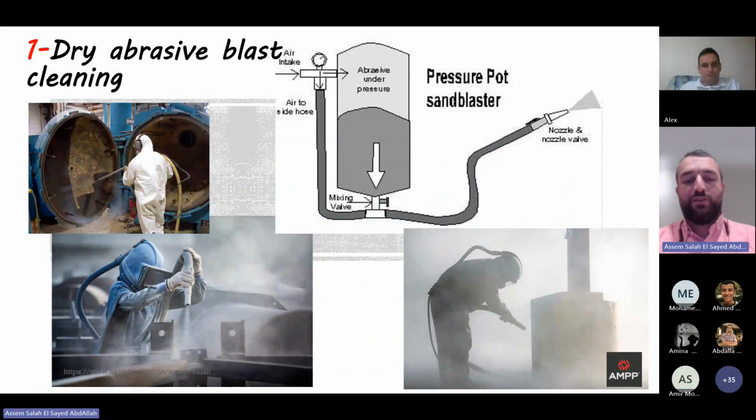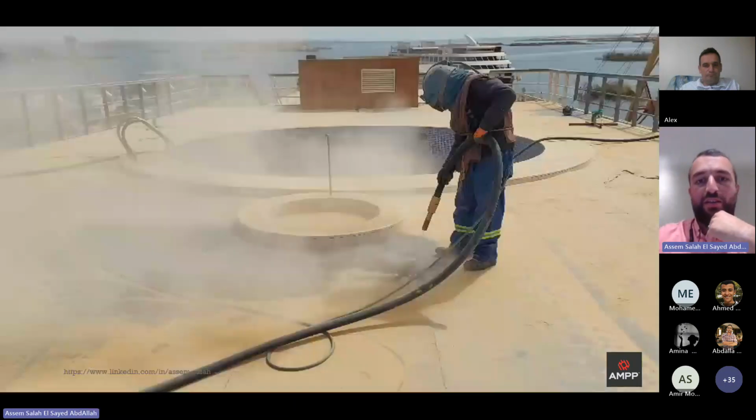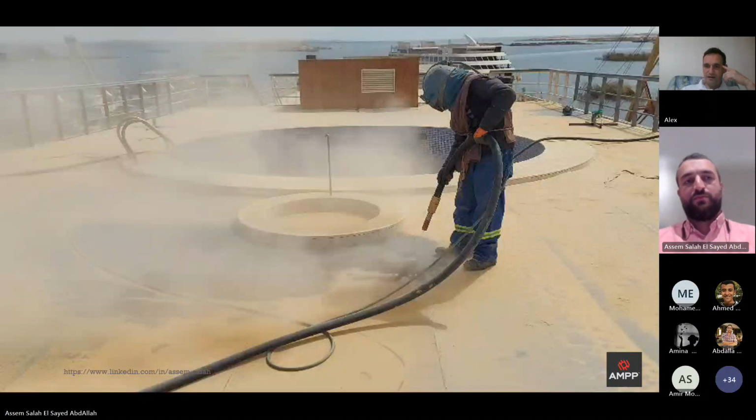The more common surface preparation technique is the dry abrasive blast. When you are using dry blasting, as you can see in this video from our recent project, the gray color is the bare steel, and the reddish color is the corroded surface. Okay, let's talk a little bit about abrasive blasting. Yes, I want some comments if you don't mind.